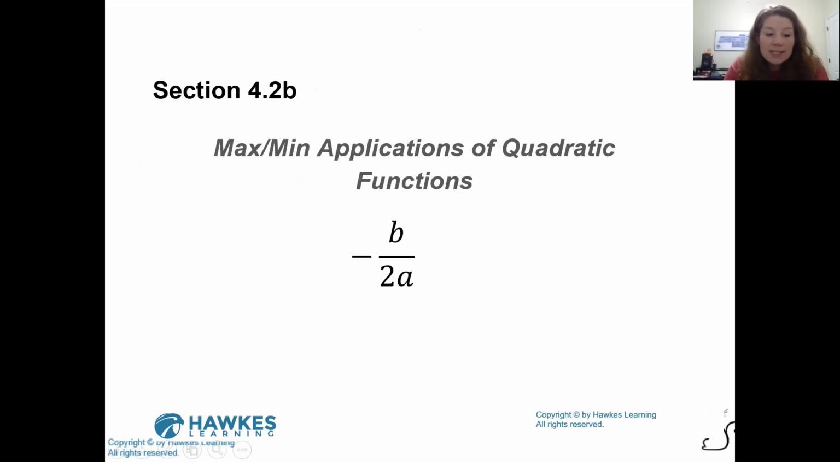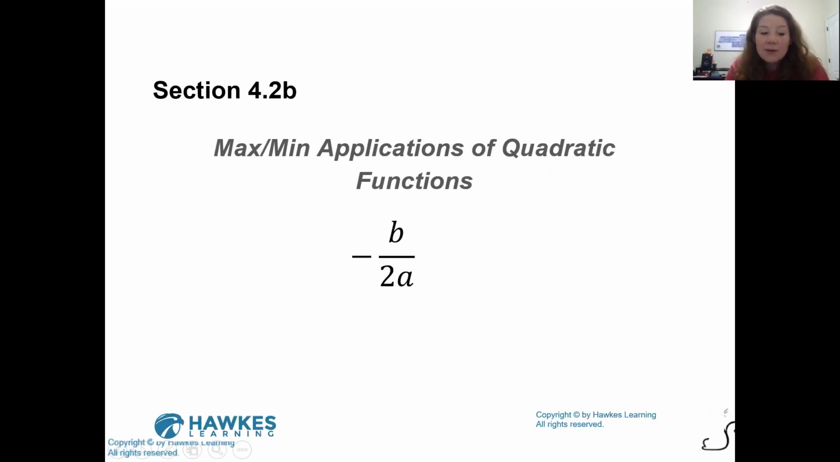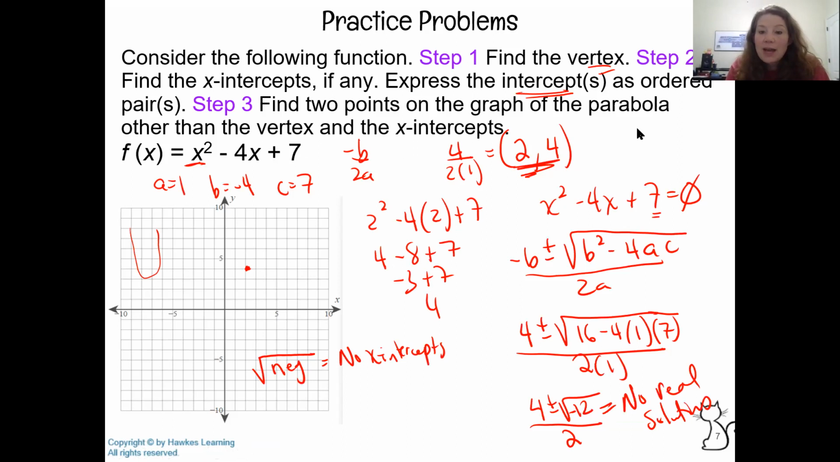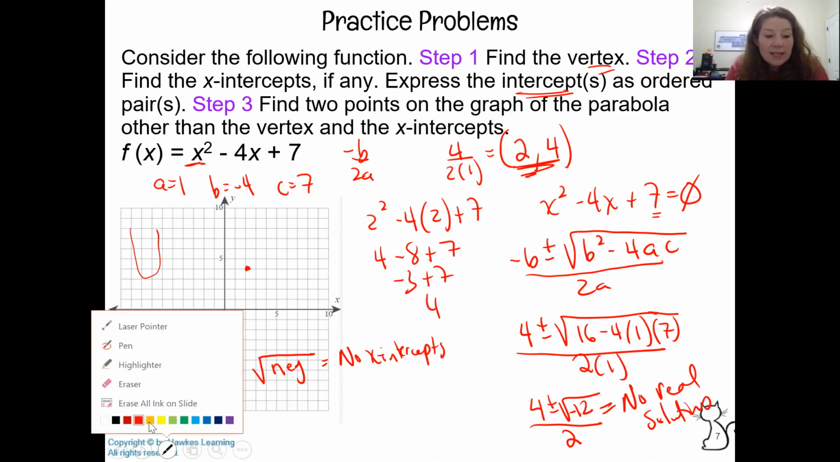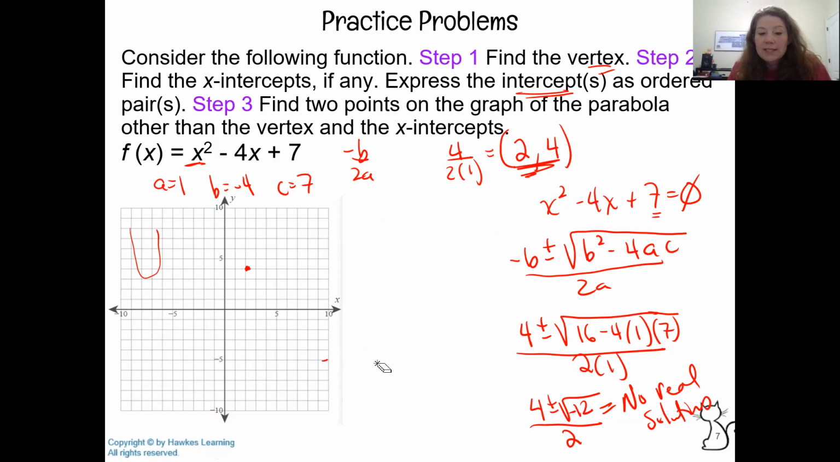And we know that because it's a positive parabola, it's going to go up, and our lowest point is (2, 4). So that means we need two other points besides the vertex, and we don't have any x-intercepts. So let's try to find two other points. We know there's no x-intercepts, but we need two other points.